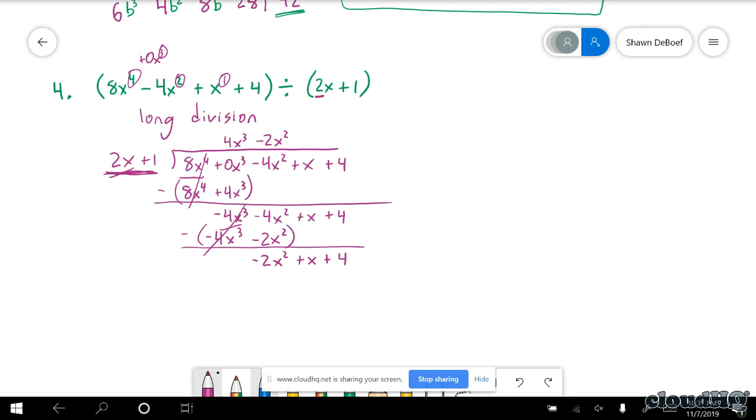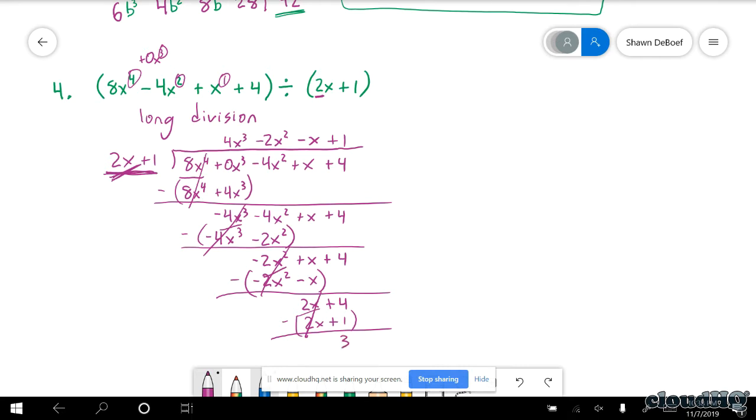And repeat the process. What do I multiply 2x by to get negative 2x squared? Well, I need a negative and another x. Negative x times 2x plus 1. Negative 2x squared minus x. Subtract that. Those go away. x minus negative x, this is a 2x plus 4. Yet again, can I multiply 2x by something to get 2x? Yes, just a 1. Multiply by 1. 2x plus 1 times 1 is 2x plus 1. I subtract. Those go away. 4 minus 1 is 3.